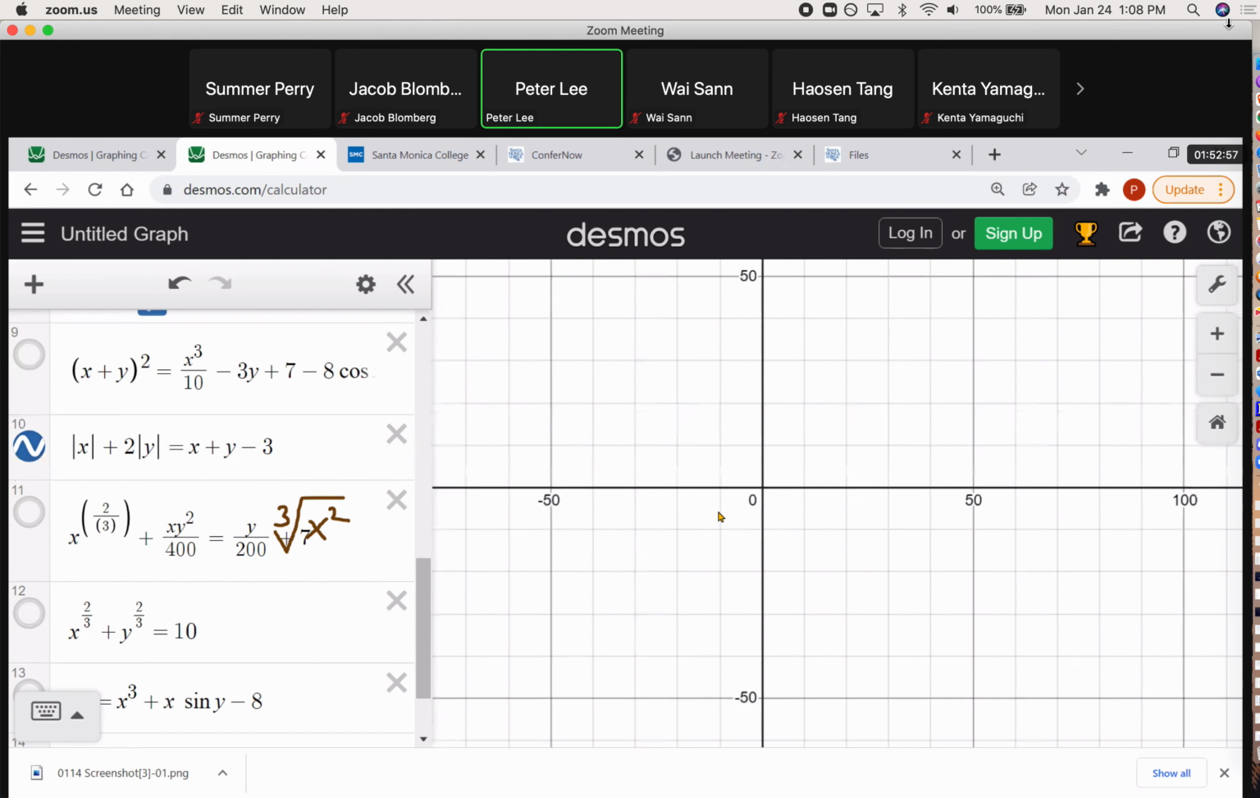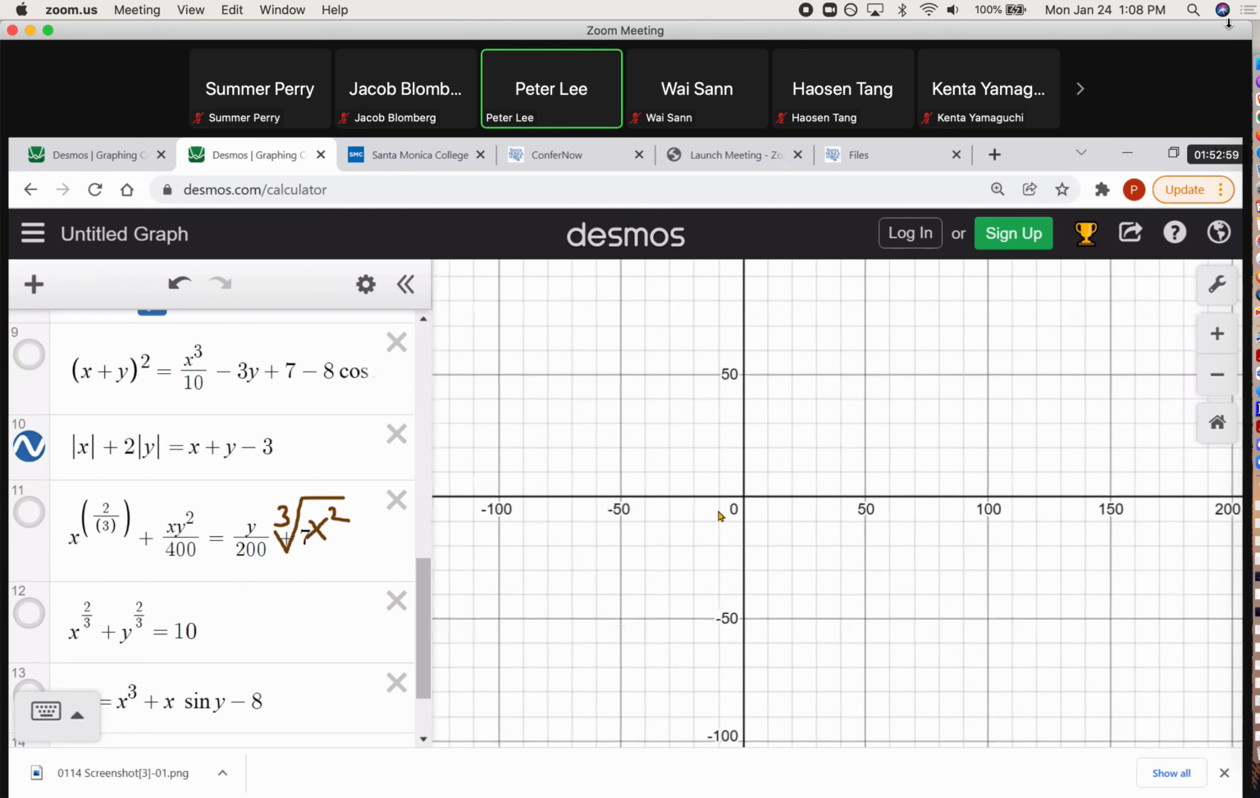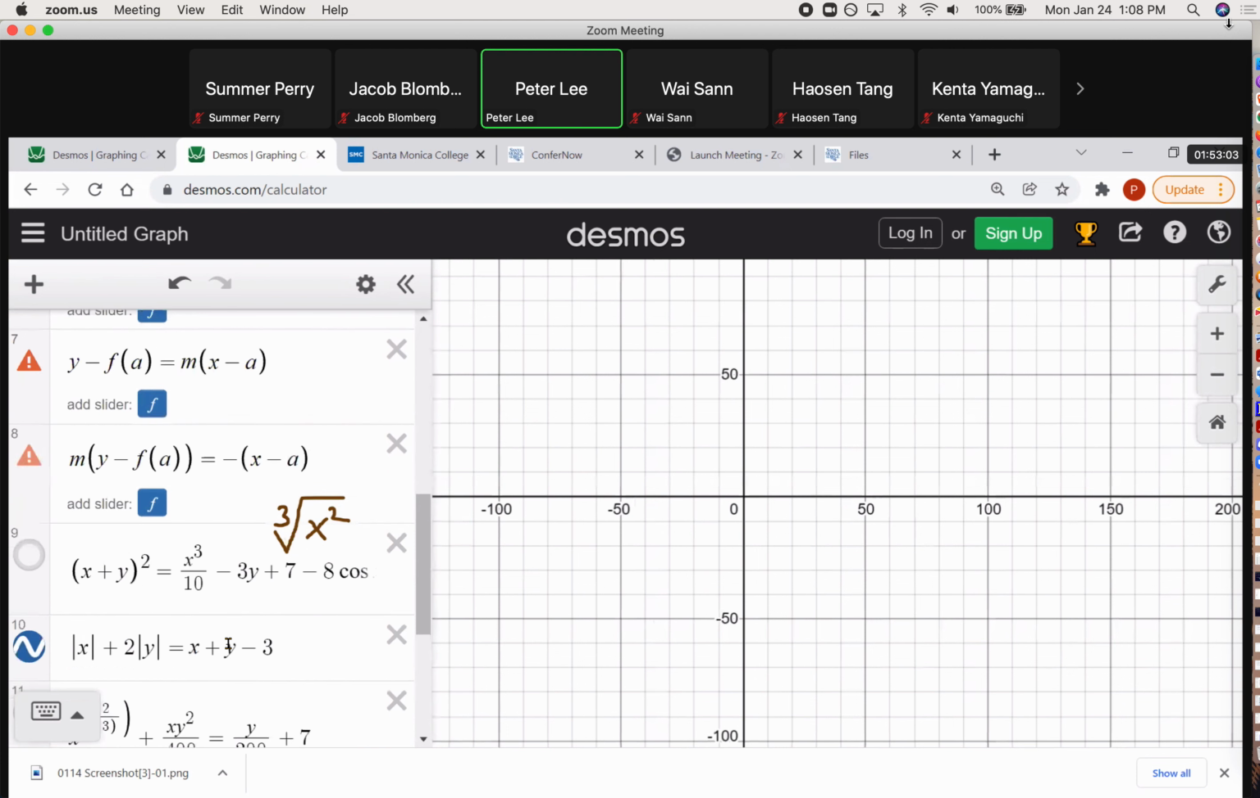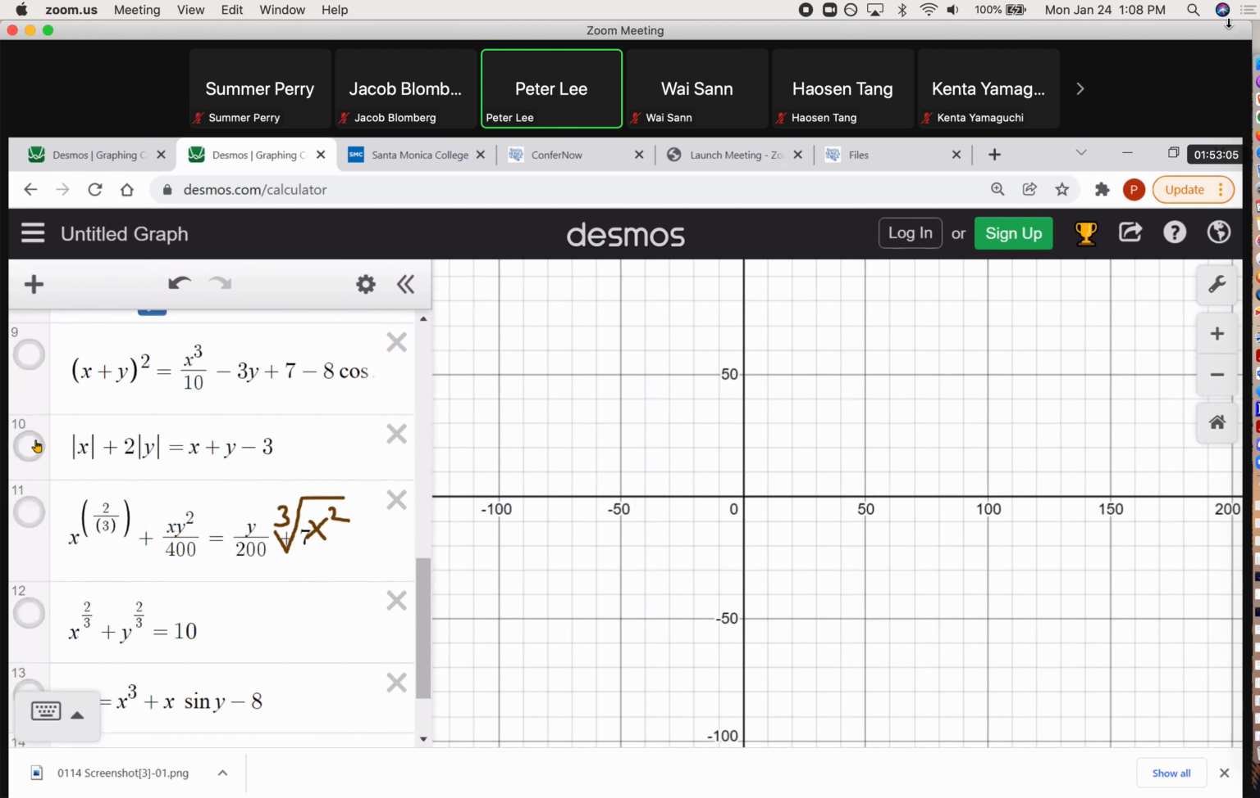Oh, I don't see any curve here. Where's our curve? Is there a mistake here? Let me see. Number 10. Clicked it. You know what? I'm not sure why. Oh, maybe it's because it is an empty set? Could this be an empty set? I guess it could. Yeah. You know what? I see.